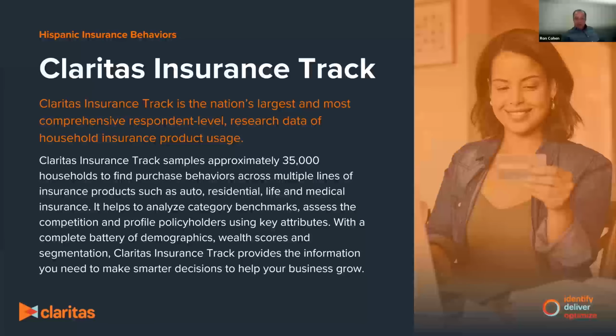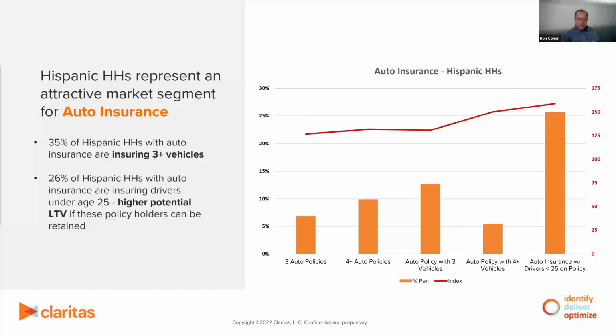Going to quickly move on and cover some insurance topics. We have another survey that looks at all different kinds of insurance products and services. There's one line of insurance that Hispanics are clearly a great target for, maybe even the best target for, and that's auto insurance. Why? Well, bigger households, more drivers, more cars. 35% of Hispanic households are insuring 3 or more vehicles.